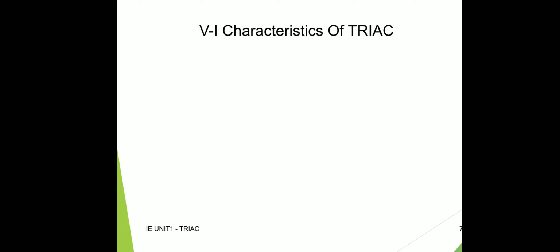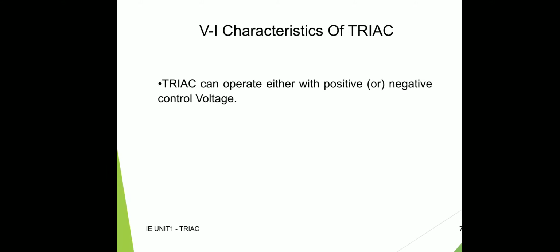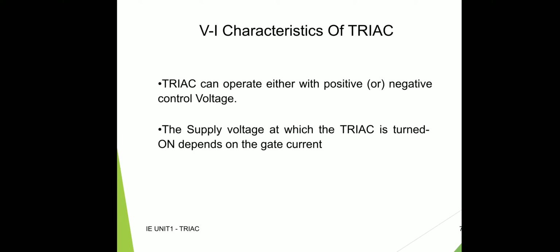And right now we will discuss the VI characteristics of the triac. VI characteristics generally give the relationship between the voltage and current of a particular device. See, the triac is a bidirectional device. That means it can operate with either positive or negative control voltage. Over both voltages it can operate.